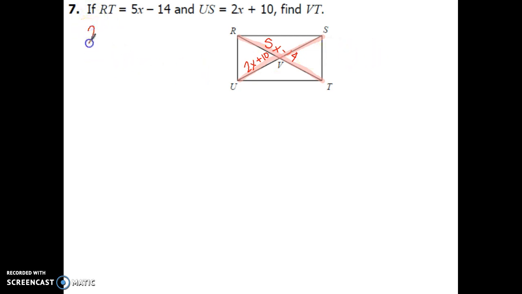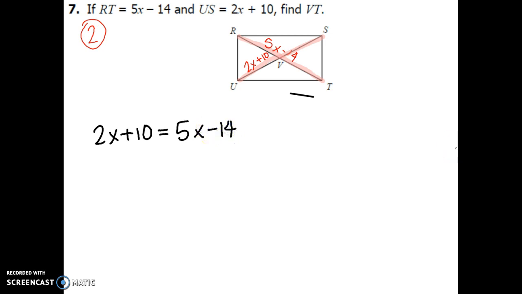Here I am going to look at a couple of properties. First of all, my second property for my rectangles says that these diagonals are congruent, so they have to be set up equal to each other. So that is 2x plus 10. I'm going to set that equal to 5x minus 14.